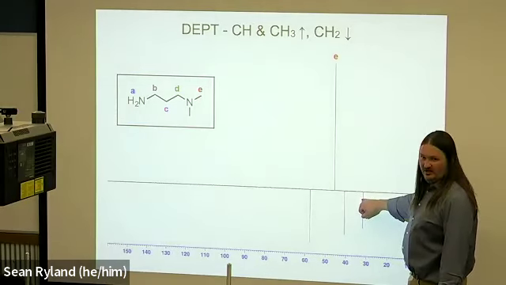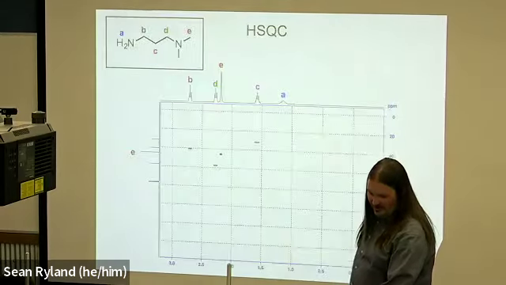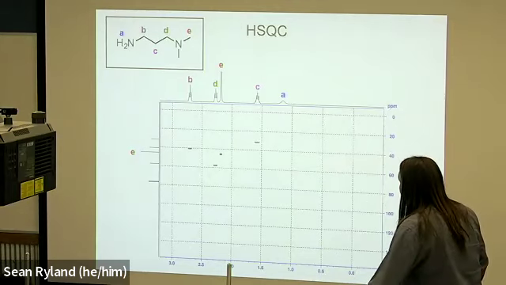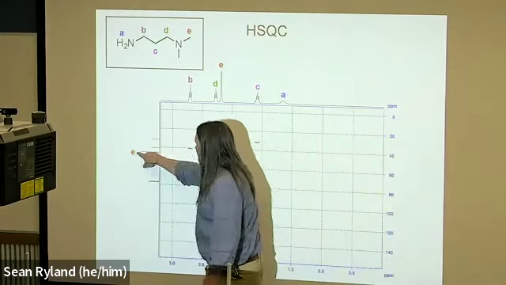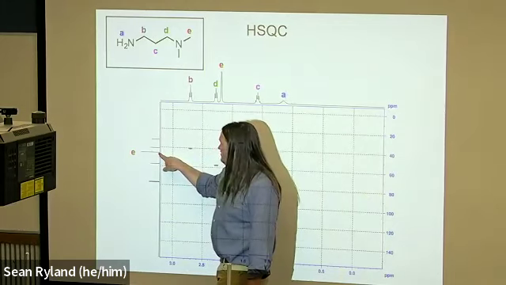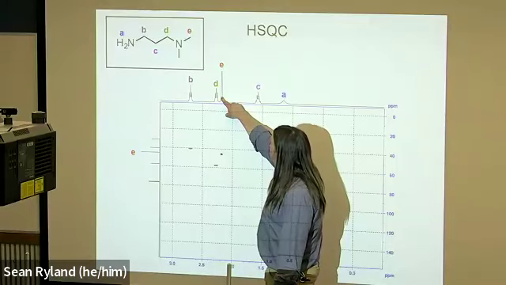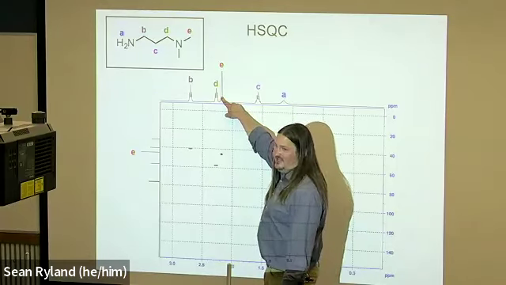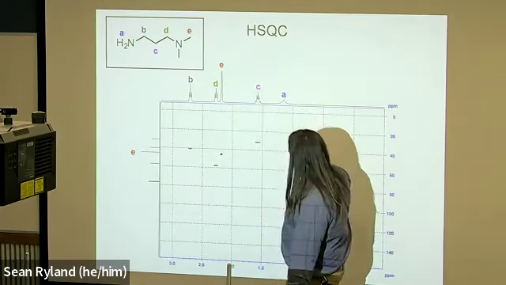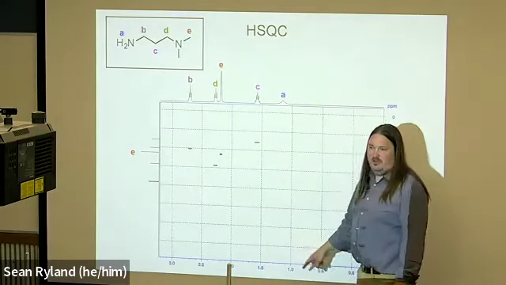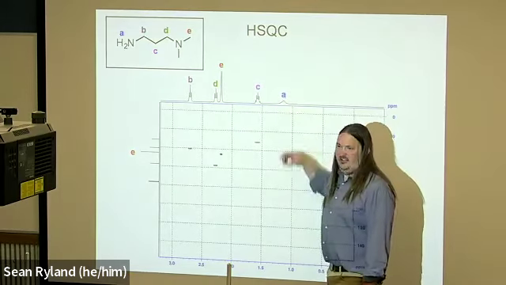C should be the most shielded because it's not next to any electronegative atoms. But if we're not sure about that, we look at the HSQC and the proton NMR. The only one we were really able to do on the carbon NMR with certainty was E. And that does tie up to a methyl, although it is more deshielded than we were used to thinking. C is the most shielded out of the carbons. A doesn't have anything in here, which is what we expect, right? The absence of the signal for A tells us very definitively that's my amine hydrogens.